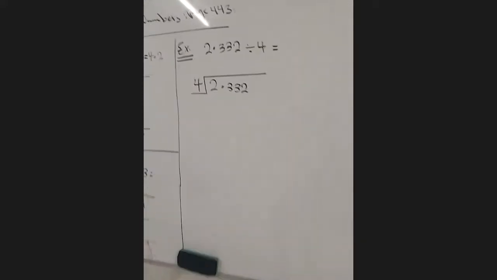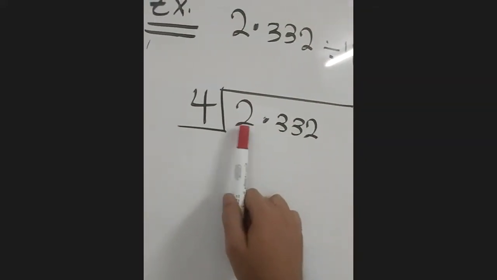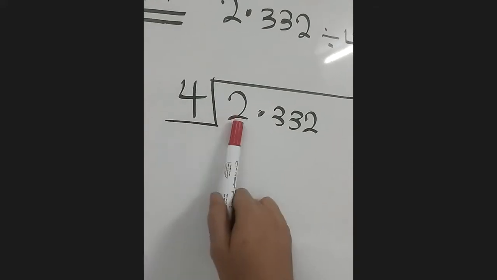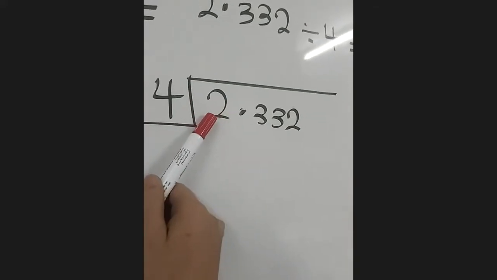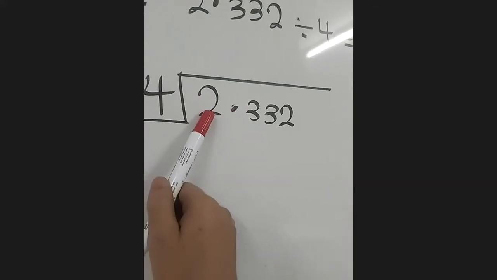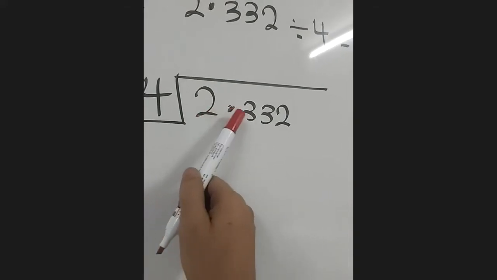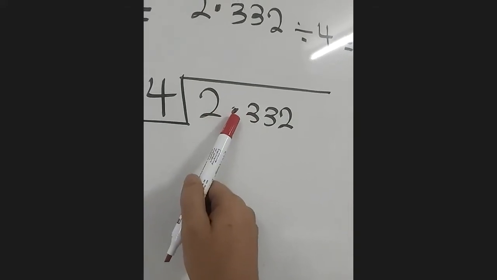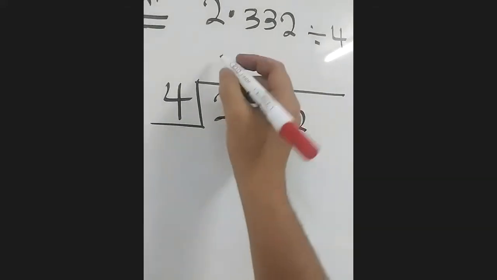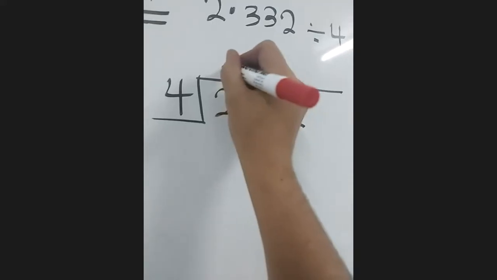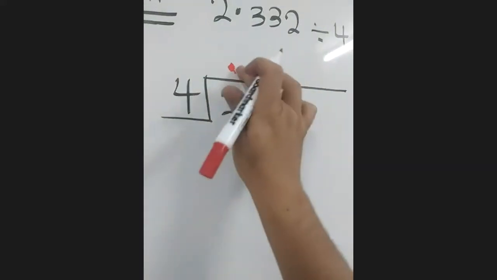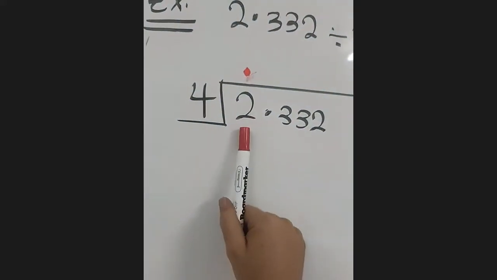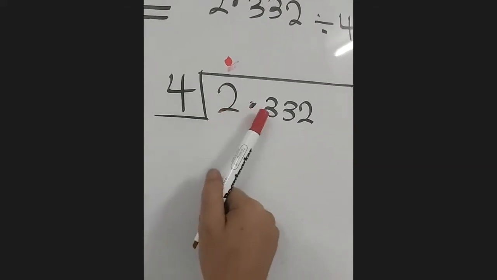Now here I will start normally. I will start with 2. Can the 2 be divided by 4? No, the 2 is less than 4. Now I need to get the 3 with the 2, right? But before I get the 3, I have what? Decimal. So the decimal here will be at the first. Why? Because here the 2 cannot divide by 4, so I need to get the 3.